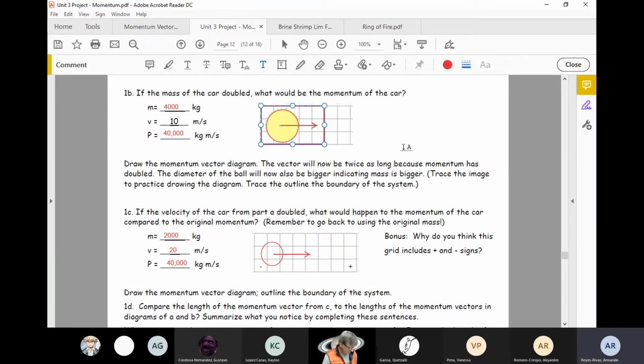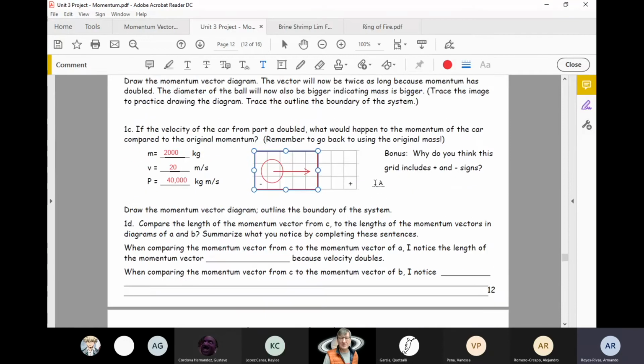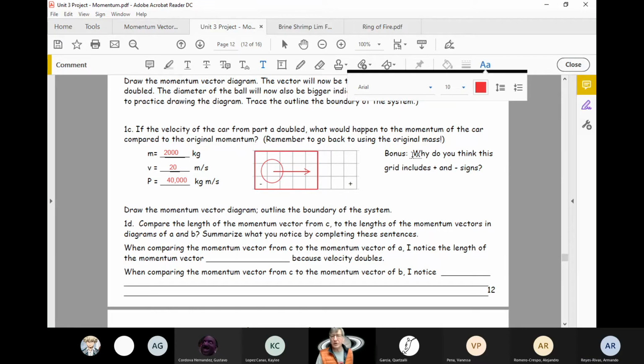Next, I need to add the boundary of the system, which I think should be the same size as this one. Since it had that same momentum, it's going to keep moving through a bigger space than this one did. And then you have a bonus question here. You don't have to do that, but you can if you want some extra credit points.